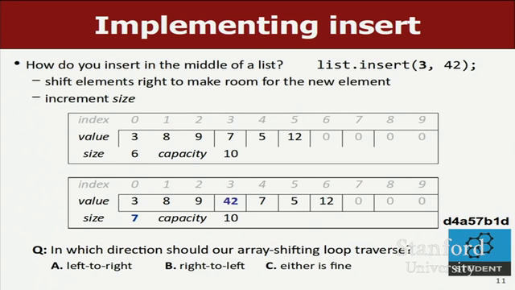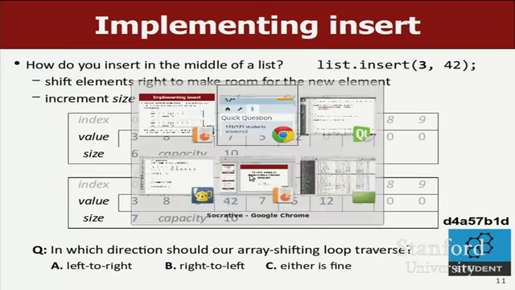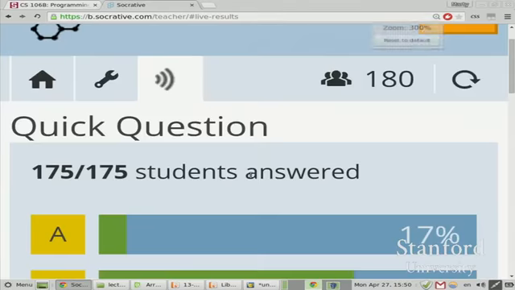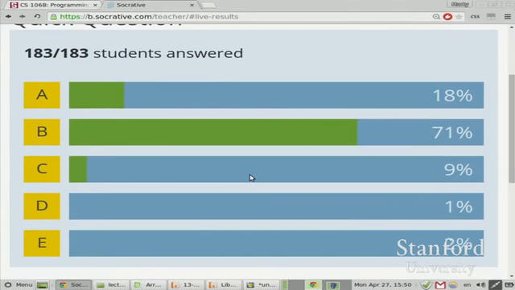I'll give you a few more seconds, and then we'll show the votes. Here's what you think. Pretty heavy majority for answer B, starting on the right and pulling elements toward you. I think that's probably the right way to do it.